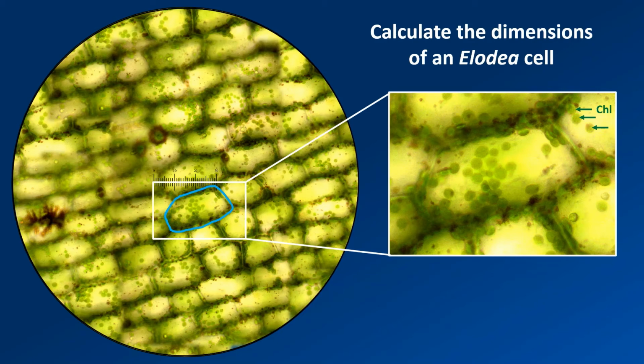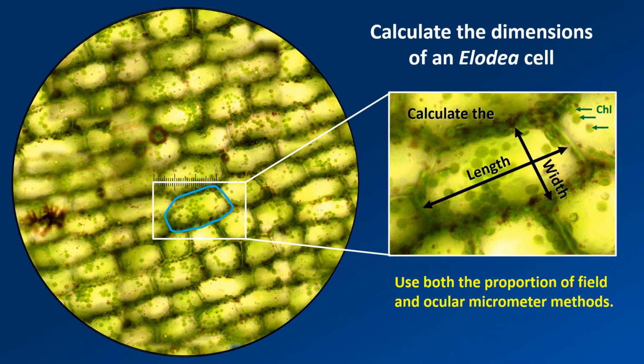What you need to do is calculate both the length and the width of one cell. You're going to use the methods that we discussed already, so the proportion of field and the ocular micrometer methods, and you're going to compare those results. For your assignment, you are going to show the calculations for those measurements, and that's going to be submitted as part of your assignment.